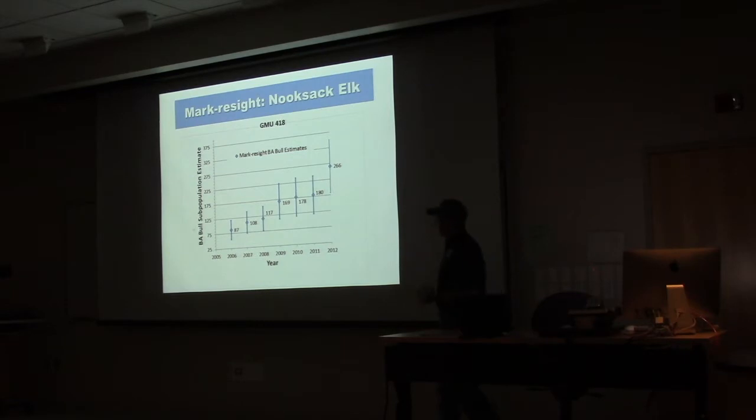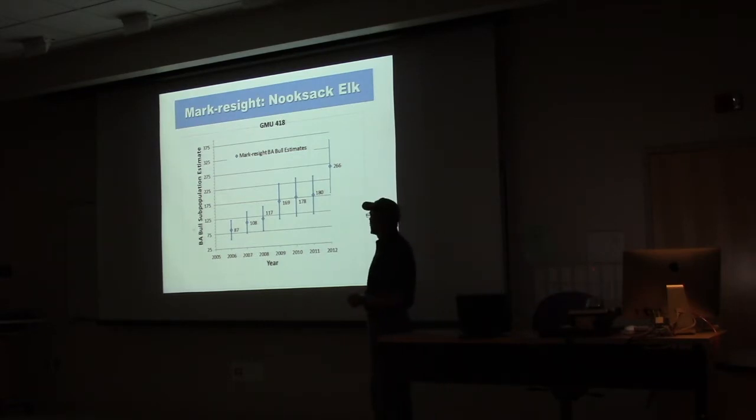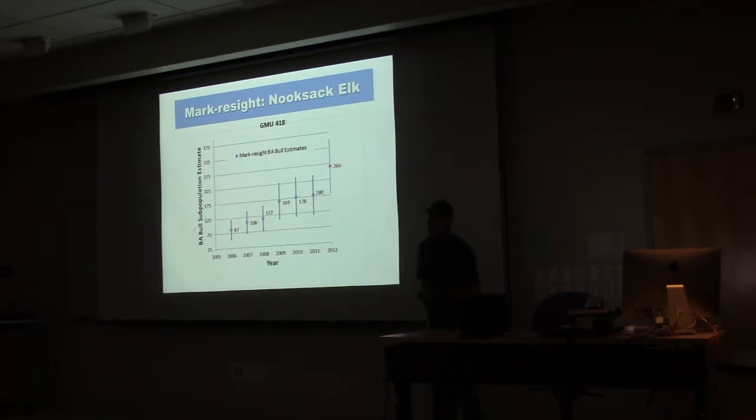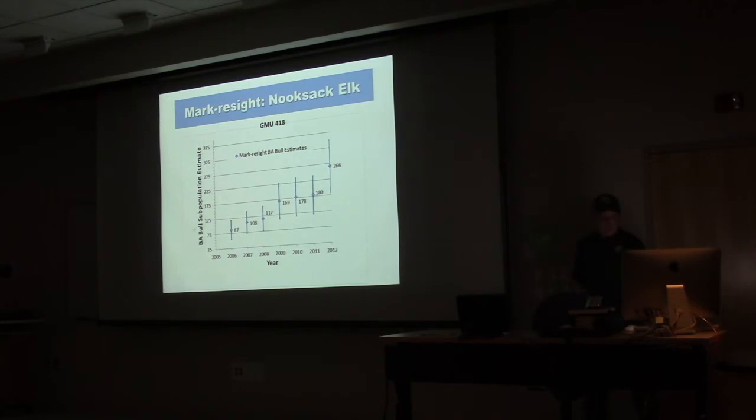This is for just the Branch Island bulls during that same effort and that same time frame, and you can see the estimates of bull abundance. Point estimates started around 90, and by the time we were done, they were up close to 300.